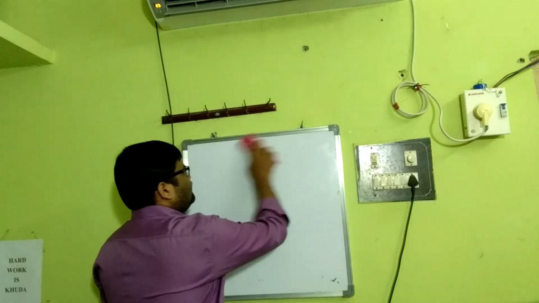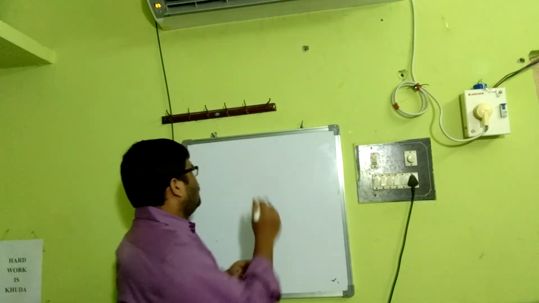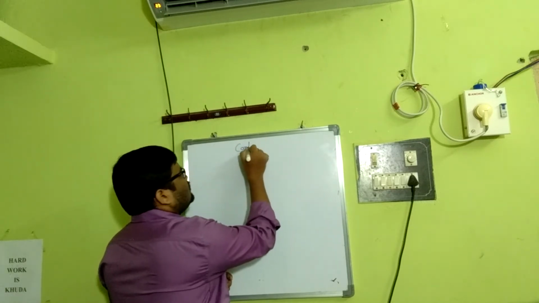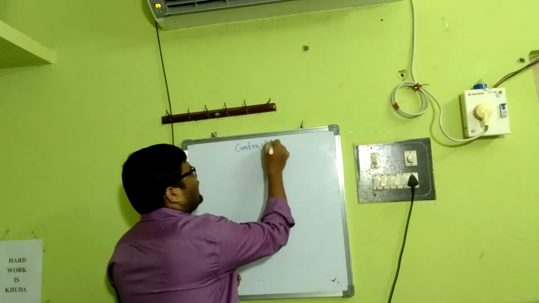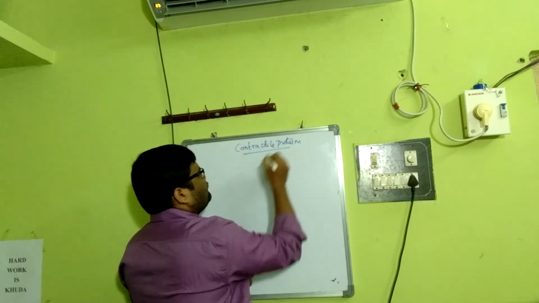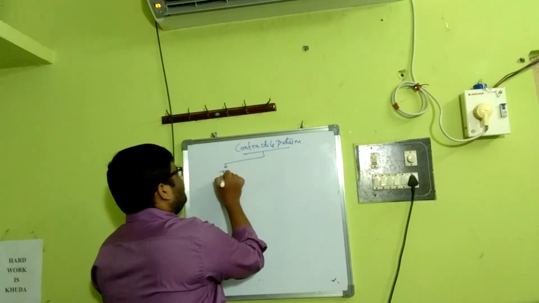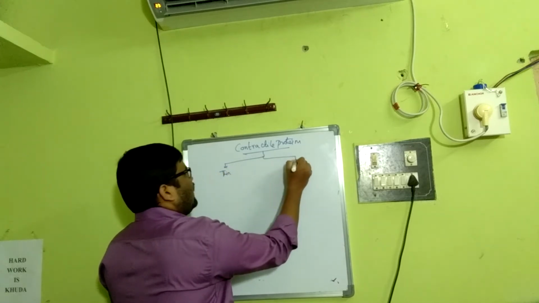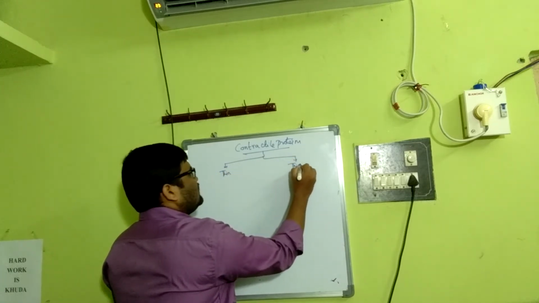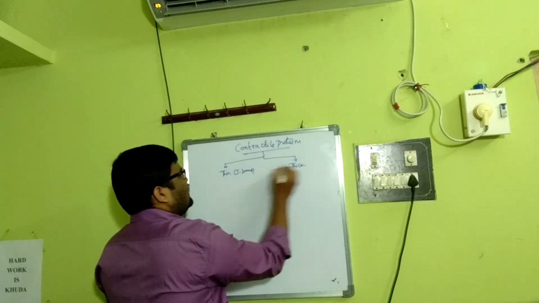Then, the structure of contractile proteins. This is a very important topic. Here we already discussed thin filaments and thick filaments. Thin means here the I band, and here the A band.